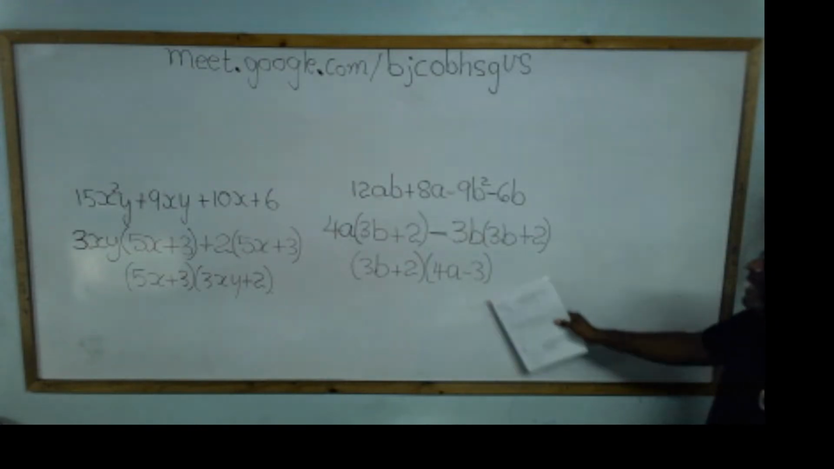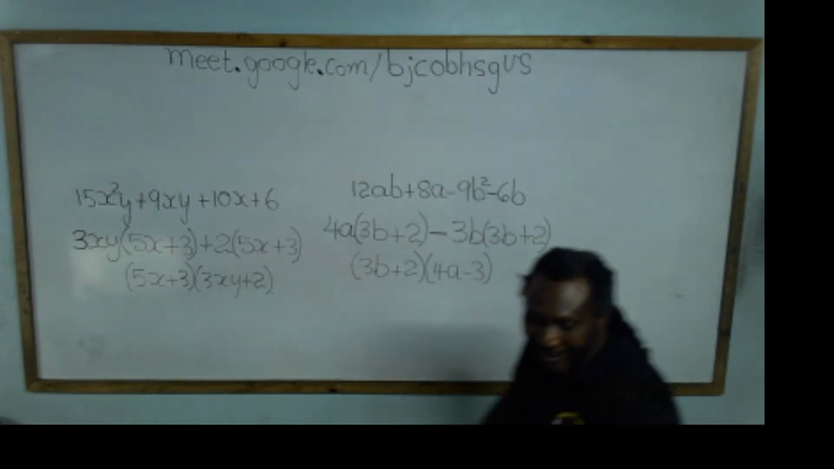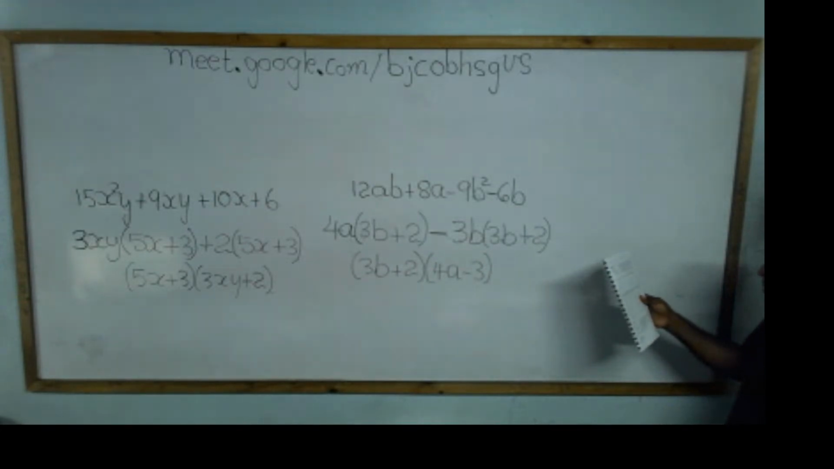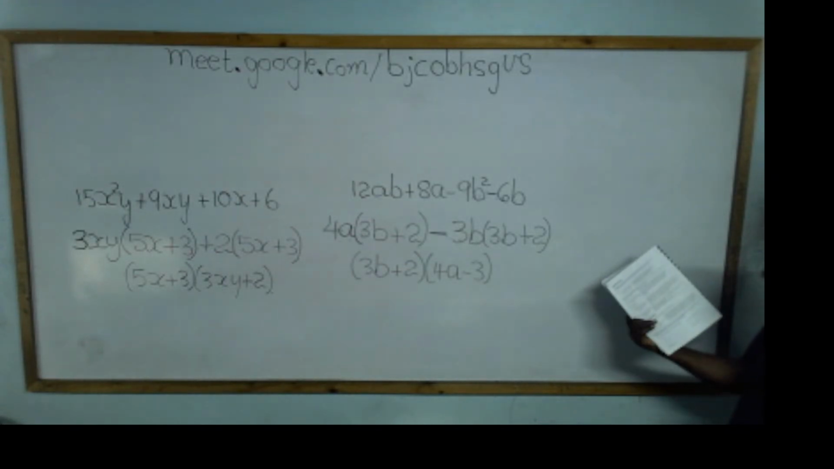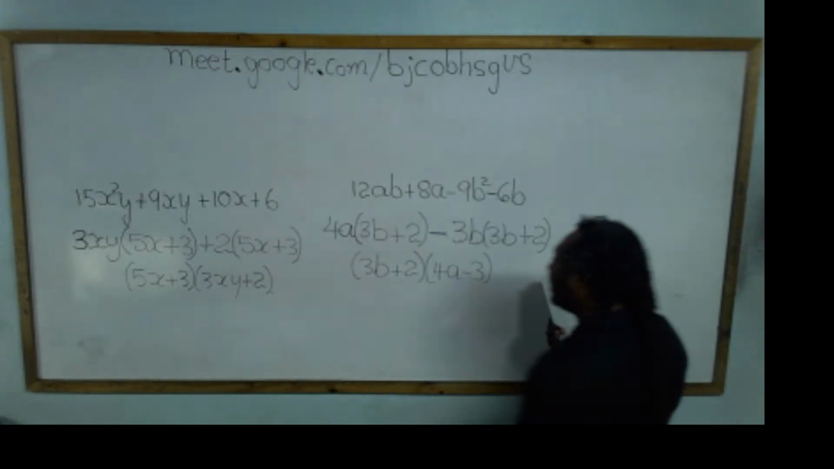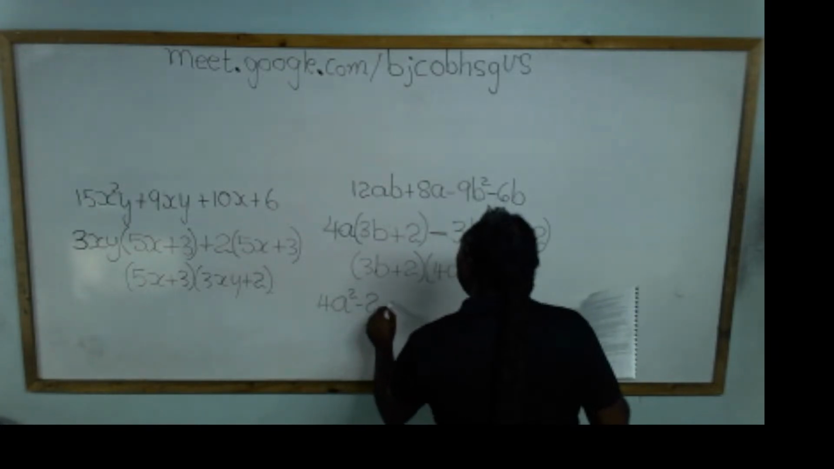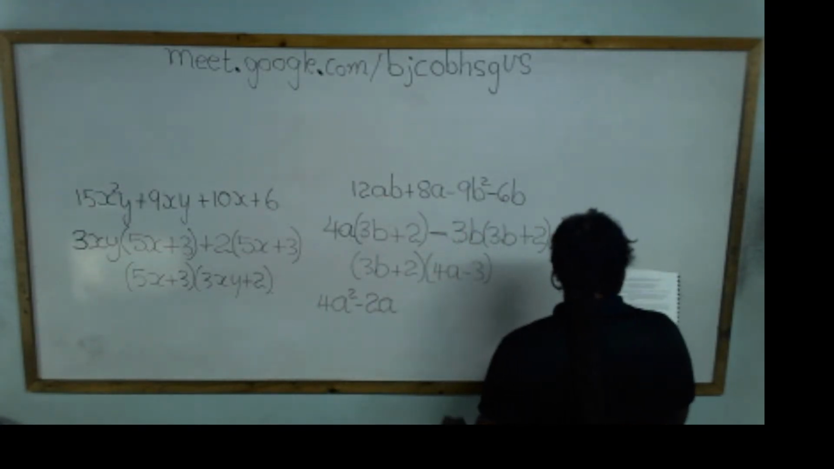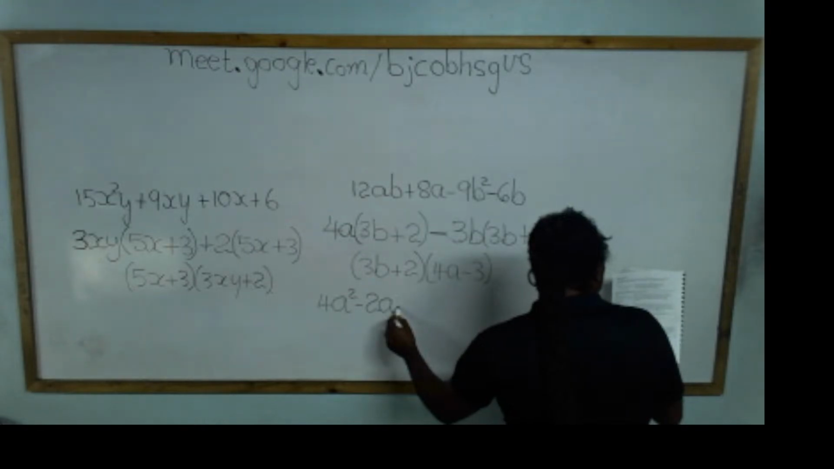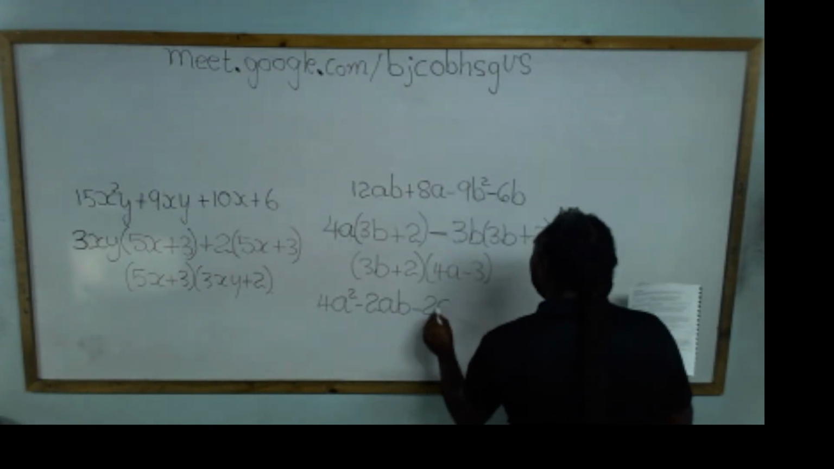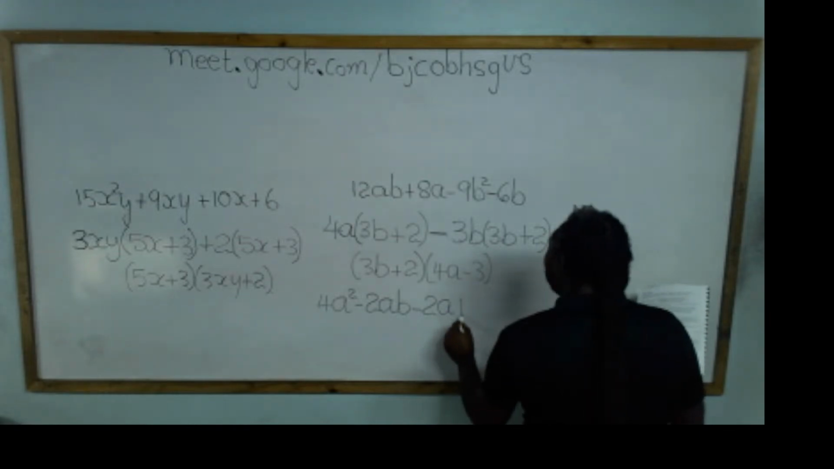Another one. I'm going to put it right down here. I think you can see it because you can see the bottom of the board. So I'm going to put that one down there. Yes, 4a squared minus 2ab, minus again 2a plus b.